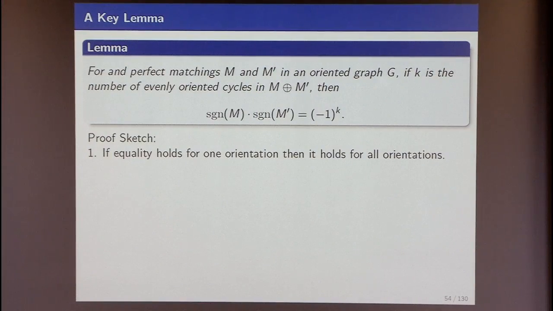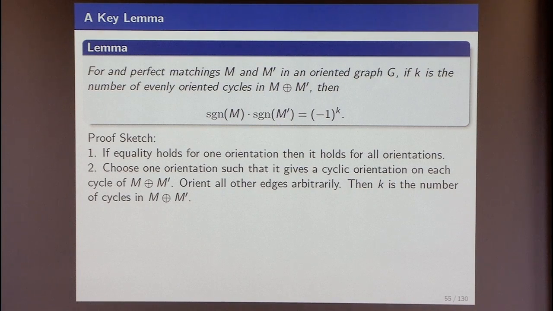So here's a proof sketch. If it holds for one orientation, then it holds for all orientations. This is just a little local change. If you change the orientation of one edge on the cycle, then the sign changes on both sides, so the identity isn't affected. I want to keep you awake and make sure you didn't let me pass through that.